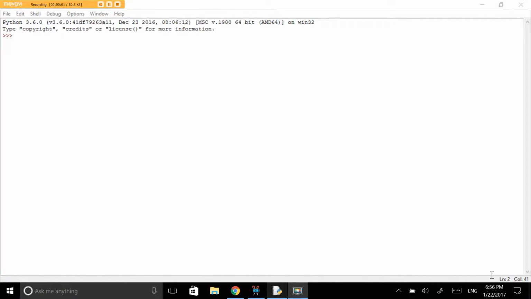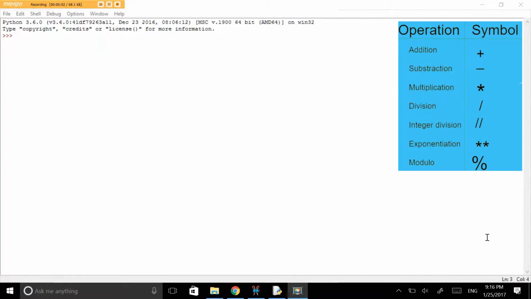Okay, so let's not waste any more time and learn how to do calculations using Python. Let's start with the simplest calculation of all, addition. To add two numbers up, all you have to do is type in a plus sign in between them. So let's just do an example: 4 plus 4, the answer is going to be 8.